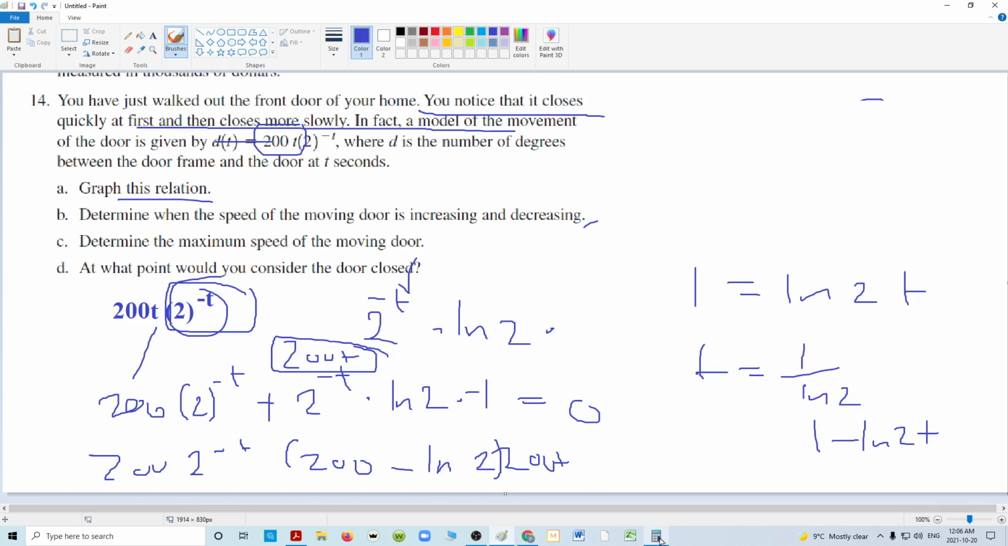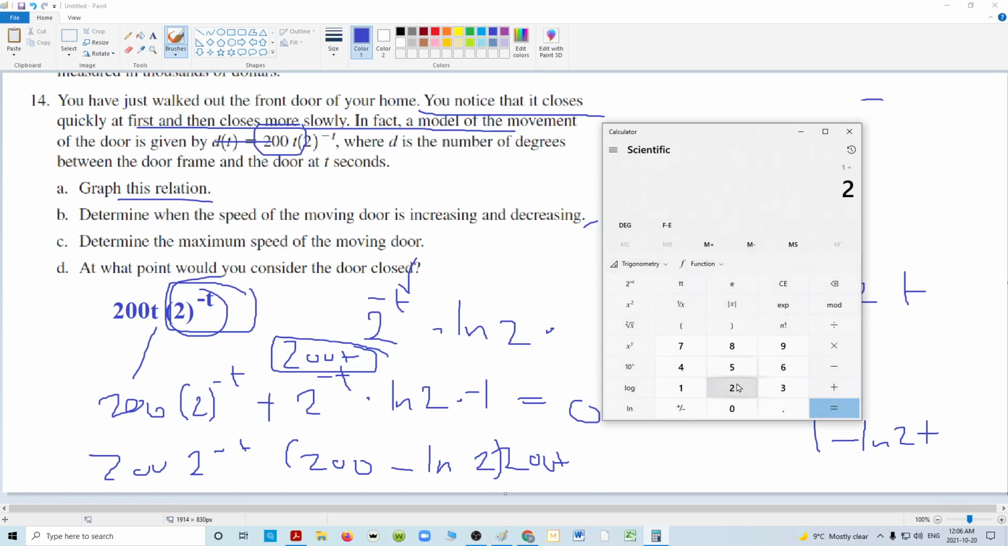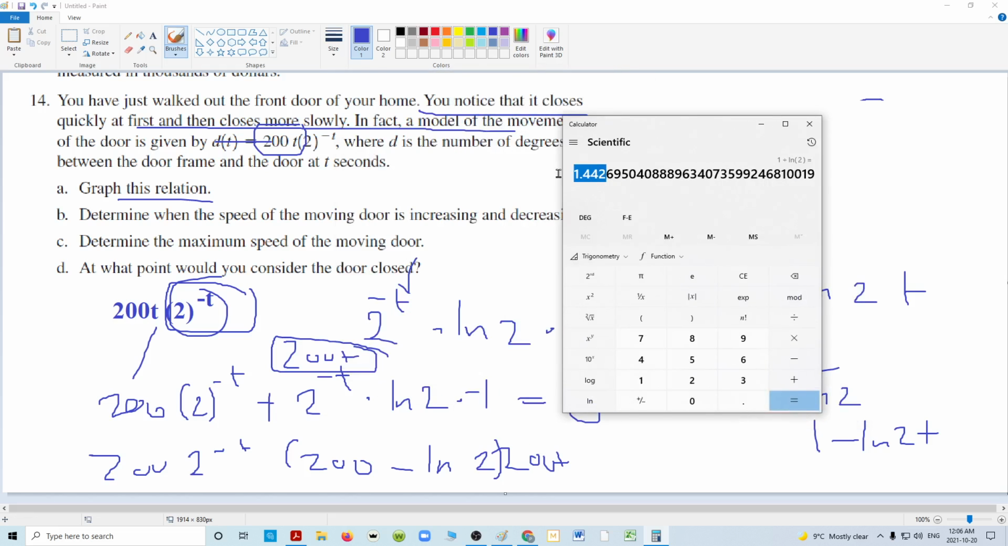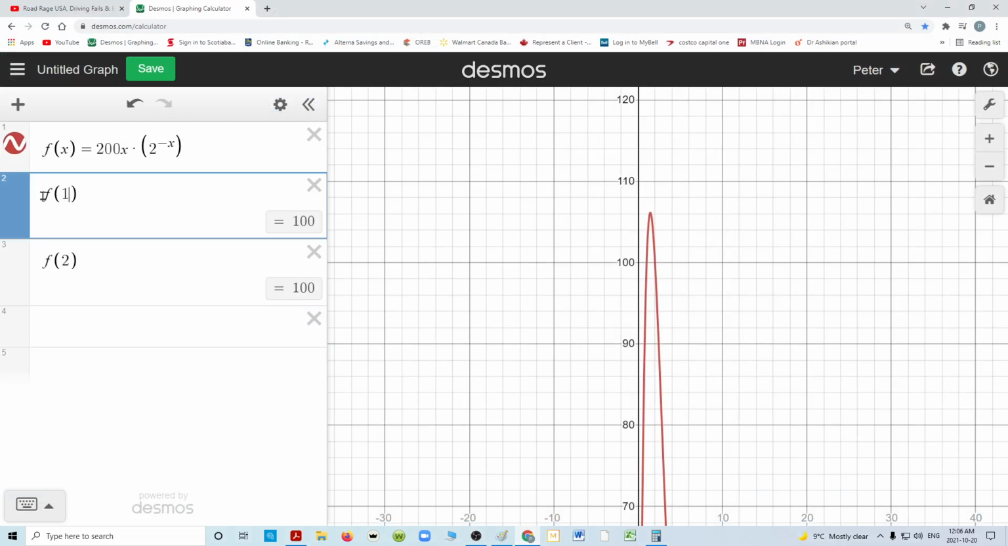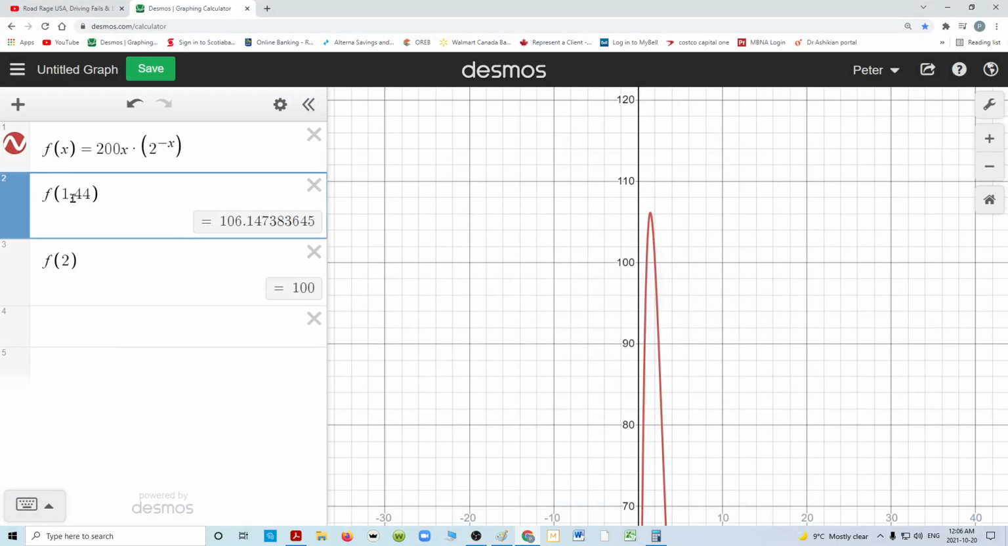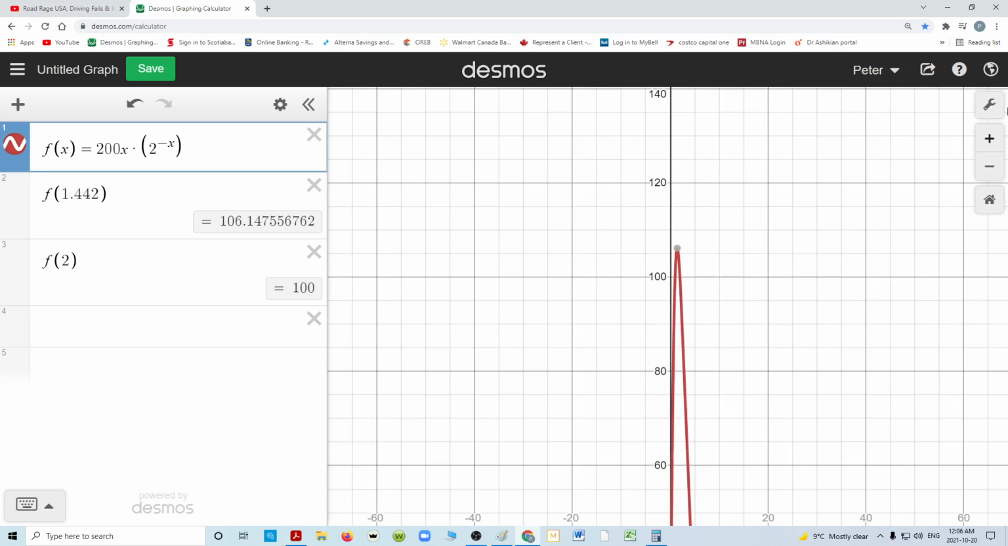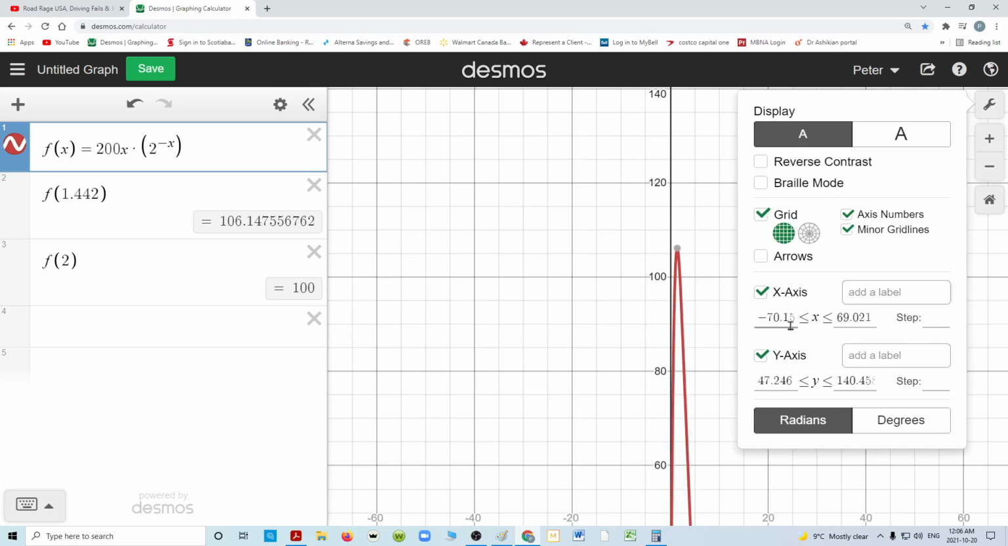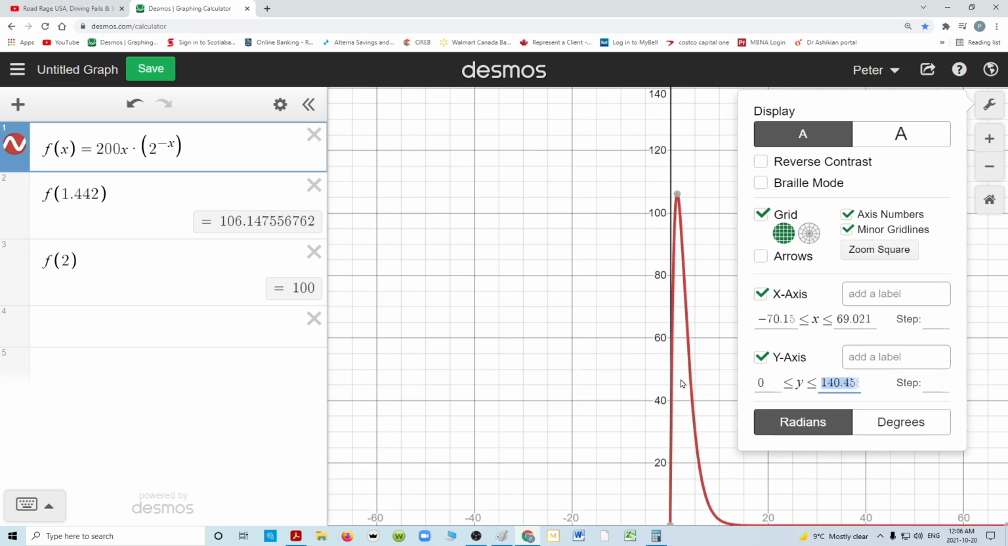1 over ln 2 is, hopefully I got it right... no, I got it wrong. No, maybe not. Yeah, 1.44. I got it right. And then when I put it back into that function, what did I determine? That's 1.442. Why is it giving me 103? Oh, 106. Oh, it doesn't go up that much at all. It's just this. There we go. Let's label this 1 to 110.